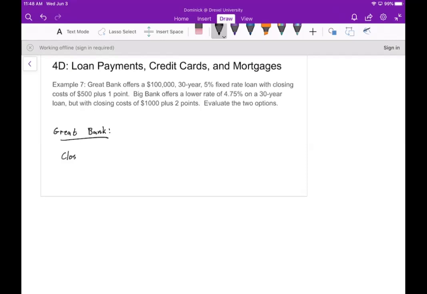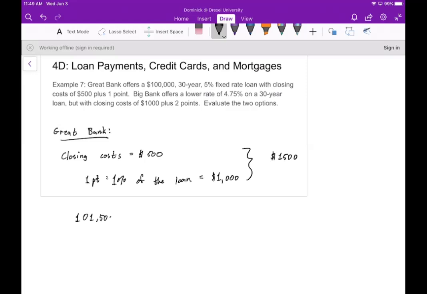all right, the closing costs are $500 plus 1 point. Now 1 point, again, is 1% of the loan. And if we take 1% of 100,000, that's going to leave us with 1,000. So that means that our closing costs are $1,500, which now means that your total loan is $101,500.